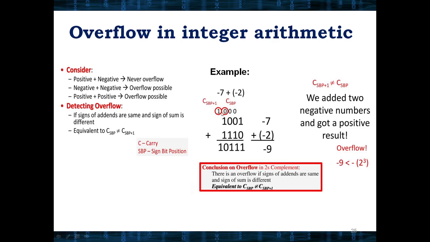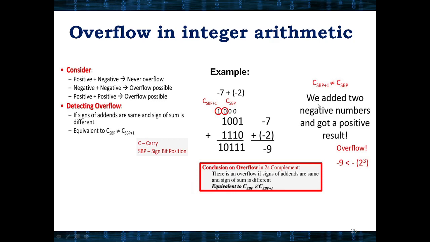So here the carry of the sign bit position and the carry of the next position beyond the MSB bit, they are different. Both are not equal. Here it is 1 and here it is 0. You can use this also to say whether the overflow condition occurs or not. So here the carry is not equal.